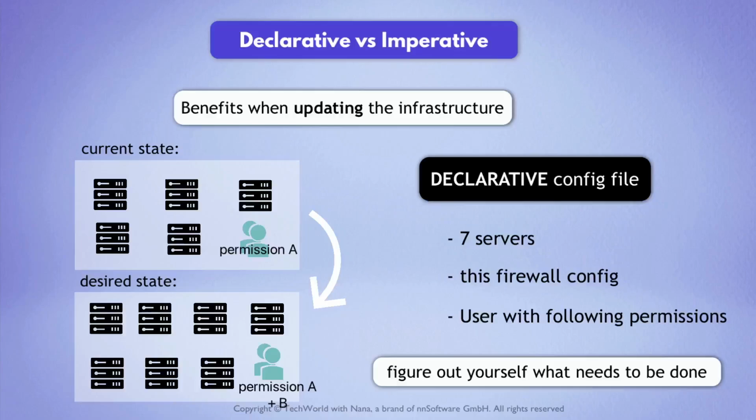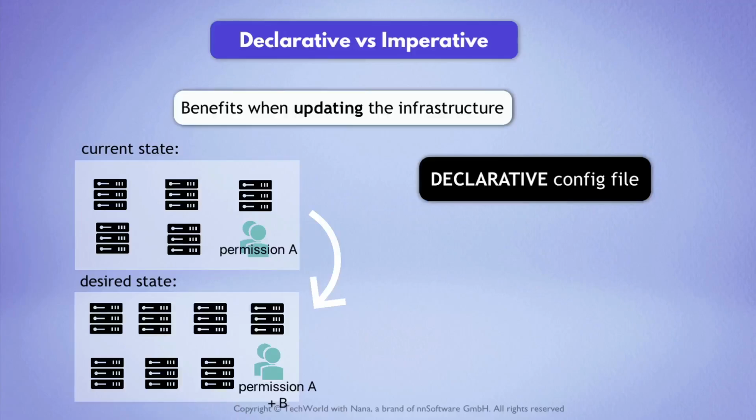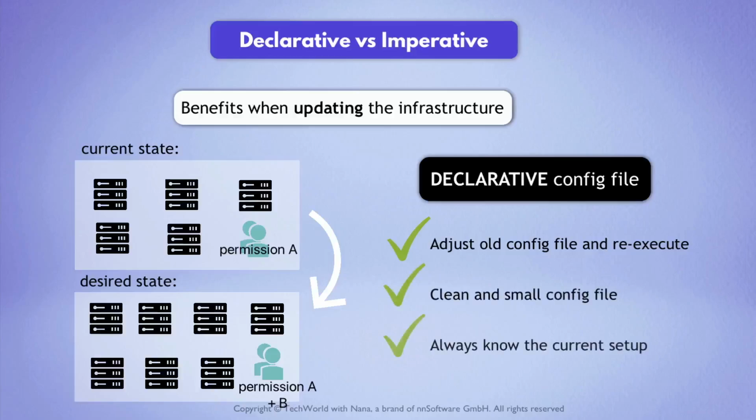So now you don't have to actually calculate and decide how many servers need to be added. You just say, I want 7 servers at the end. That's what I want. Or you don't need to calculate and figure out how many permissions or which permissions you should add. You just say, I want this set of permissions to come out at the end. So with the declarative approach, you just adjust the old configuration file and re-execute it instead of adding the new set of instructions. This is obviously very comfortable because your configuration file stays clean and small, but also you always know what the current setup is just by looking at the configuration file, because that's always the end result.